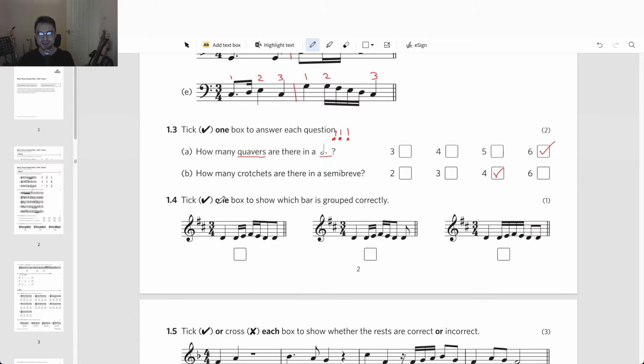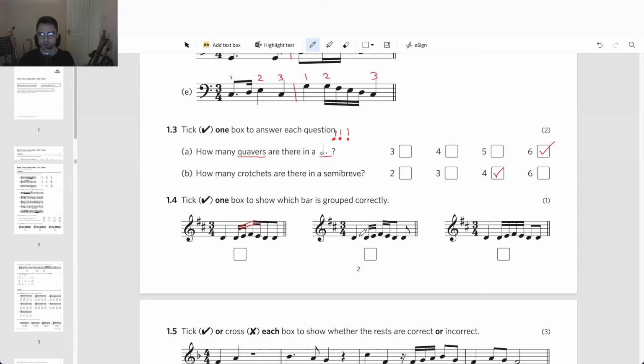1.4. Tick 1 box to show which bar is grouped correctly. Okay. Well, let's look at this one first. What's the rhythm of this? That is not grouped correctly. These should be joined up together like that and not connected to that, because these are the 2nd beat of the bar and these are the 3rd beat of the bar. So that's wrong, that's out.